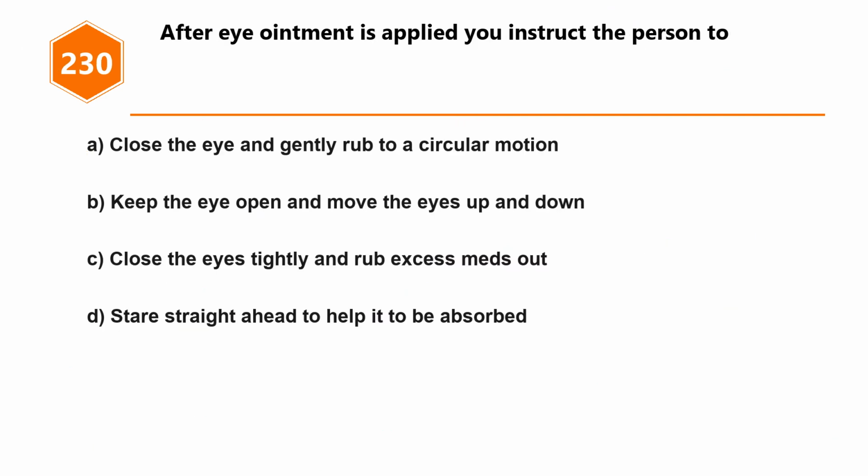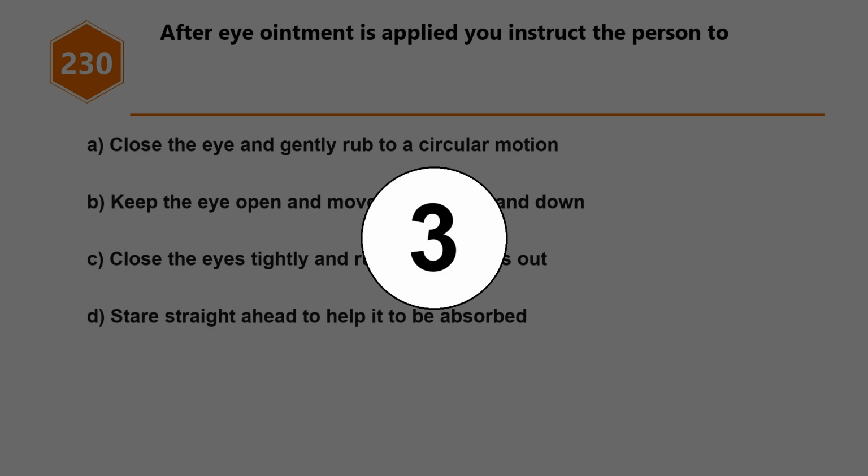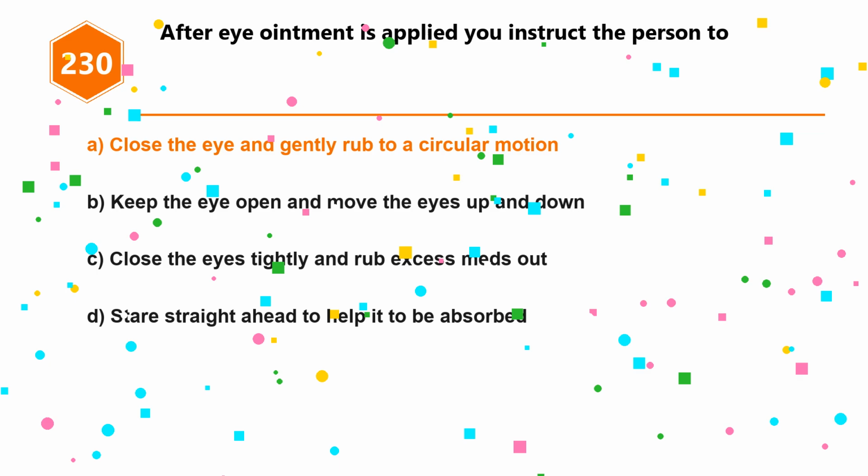Question 230. After eye ointment is applied you instruct the person to: Option A, close the eye and gently rub in a circular motion. Option B, keep the eye open and move the eyes up and down. Option C, close the eyes tightly and rub excess meds out. Option D, stare straight ahead to help it to be absorbed. The correct answer is option A, close the eye and gently rub in a circular motion.